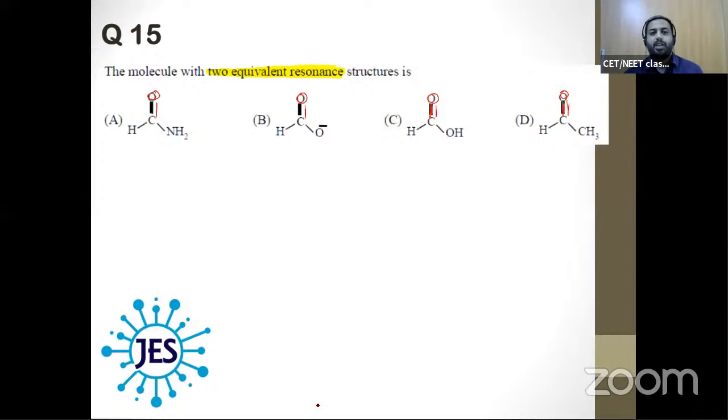Now you have to find out for which of the 4 you'll have equivalent structures. I told you what equivalent is. Same bonding arrangement, same charge separation. Like the first one, option A. Option A check mark. H, C, NH2. First of all, will it show resonance? Check it. Lone pair on nitrogen is involved in conjugation or resonance with the pi electrons of the carbonyl group.